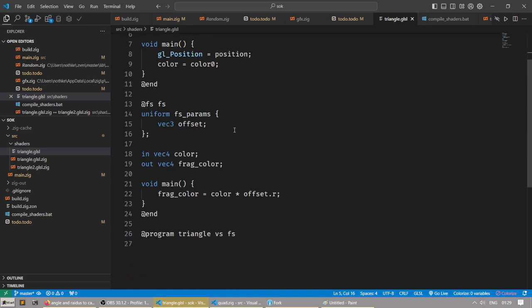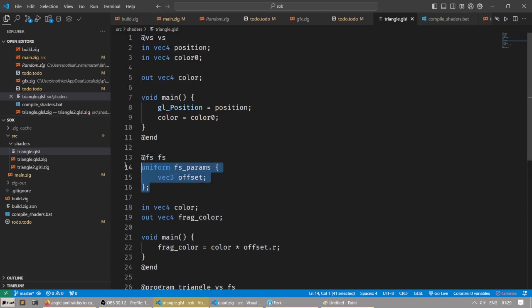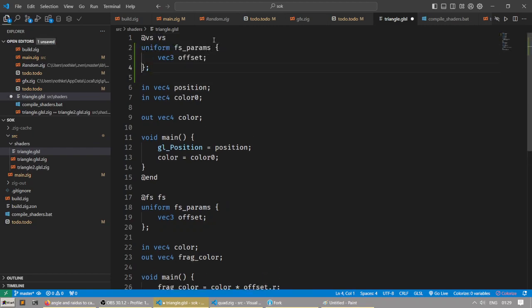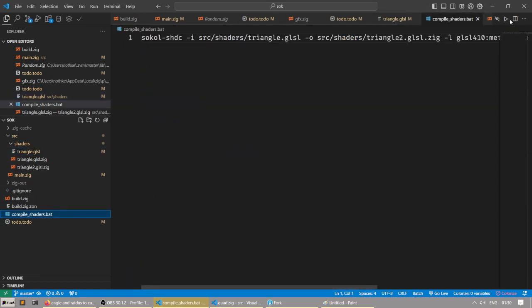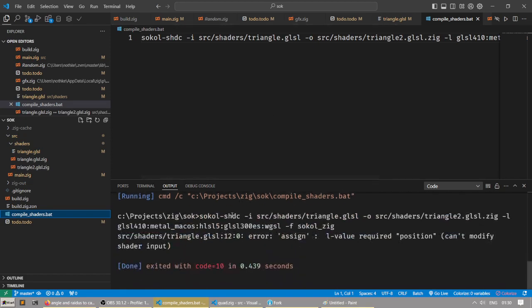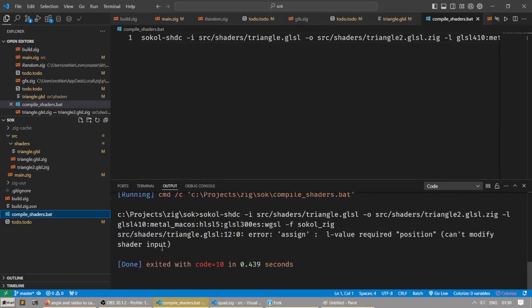Or just the ratio. So I am going to need a uniform block, but in the VS. So let's call these VS params, and this is going to be float aspect ratio. Let's call it like that. And what I need to do here is position X by equals aspect ratio, and I need to compile the bat. So when we compile, oh, it does say can't modify shader input.